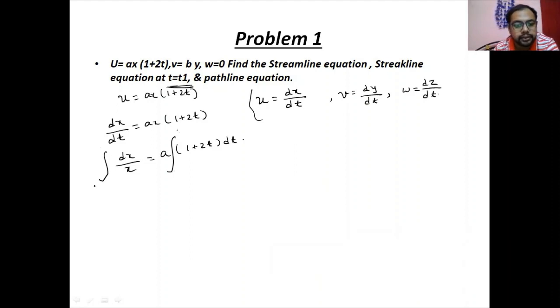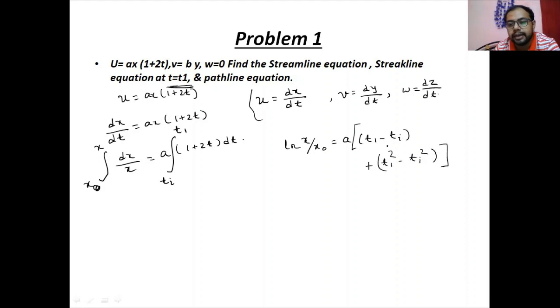Here, let you take 0 to x, or some point to x. x0 you can take, or some initial common point, because all points are coming through a common point. So the common point is the lower limit. Let you take the common point is at x0, x0 is the common point at the lower limit. At what time it is passed? Let you take some particle passed here at some initial time ti, and the final time is t1. If you do the integration, what will happen? ln x by x0 is a, you put it here, so (t1 minus ti) plus (t1 square minus ti square). So here the ti is unknown. That is the equation number 1 you are getting.